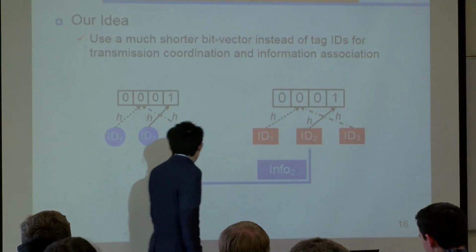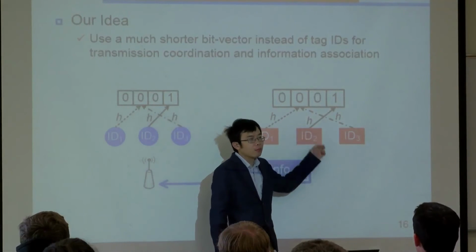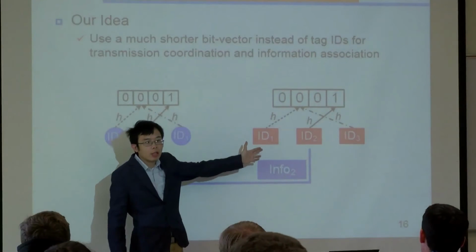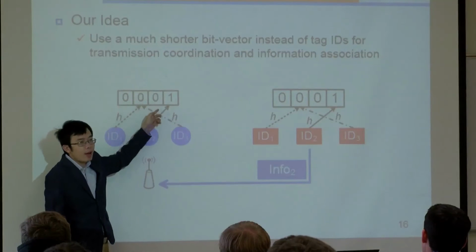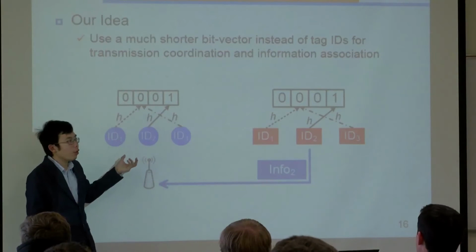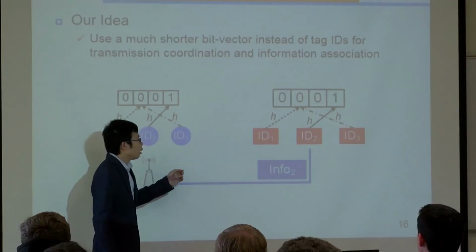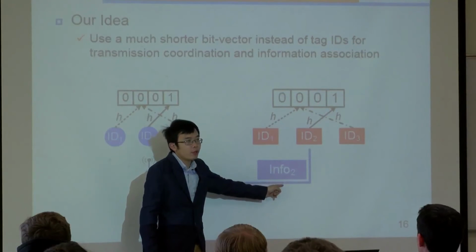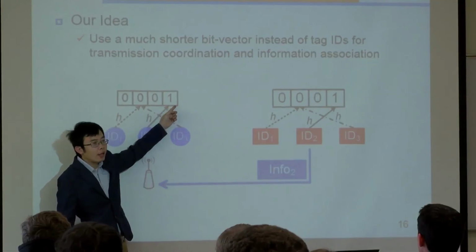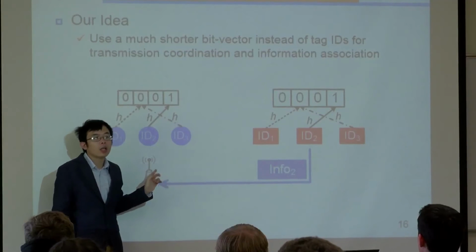At the reader side, when the reader receives a piece of information transmitted from some tag, since the reader and the tags share the same bit vector, the reader can always use the same bit vector and figure out the sender of the information. For example, if this is the first piece of information received by the reader, the reader can go back to the bit vector, find the first bit 1, and then find the corresponding tag ID. So it will know the sender of the information.